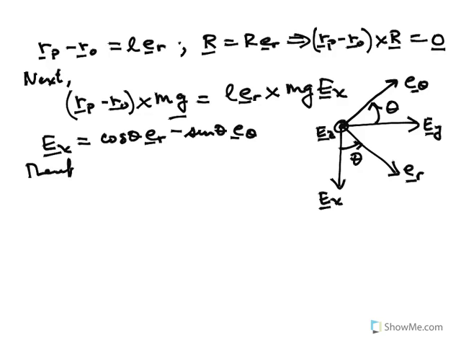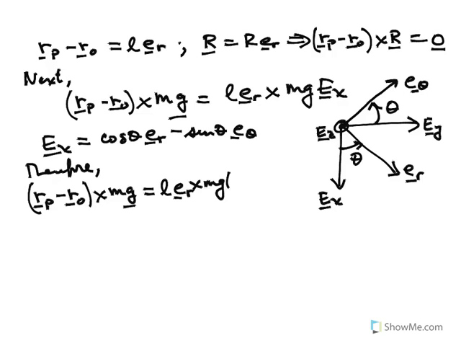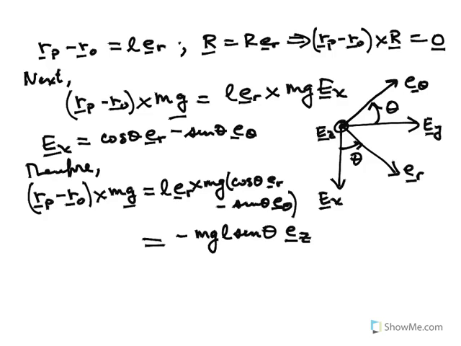So therefore, the position of P minus the position of O crossed with mg is equal to L ER crossed with mg times the cosine of theta ER minus the sine of theta times E theta, which is equal to minus mgL times the sine of theta times EZ. And that's equal to the moment relative to point O.